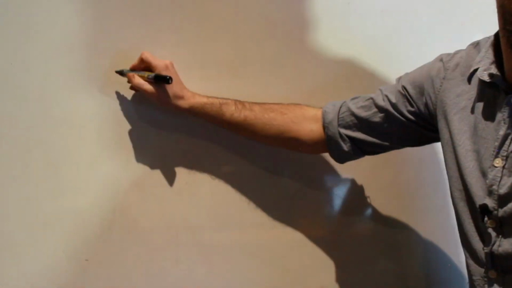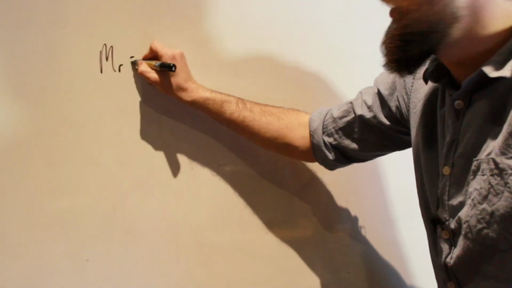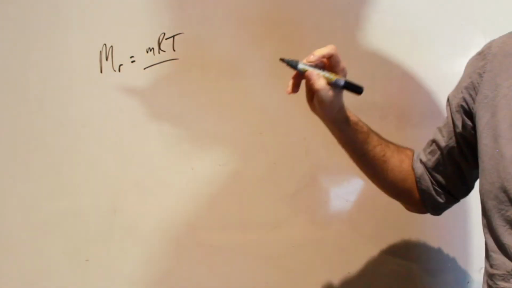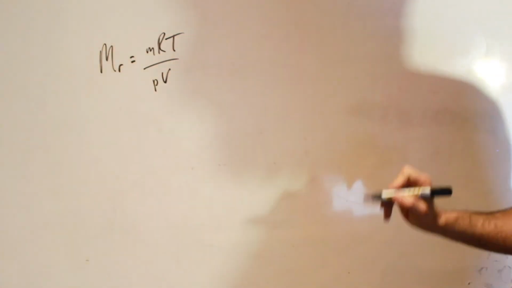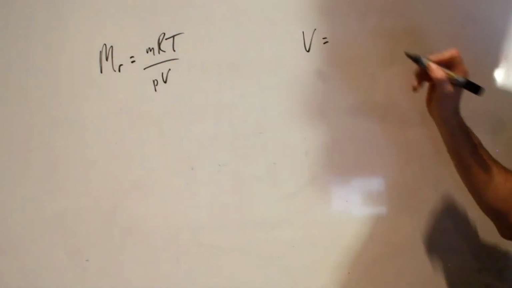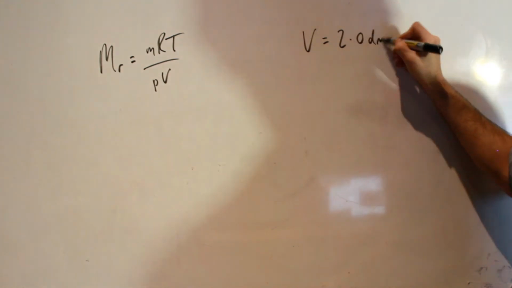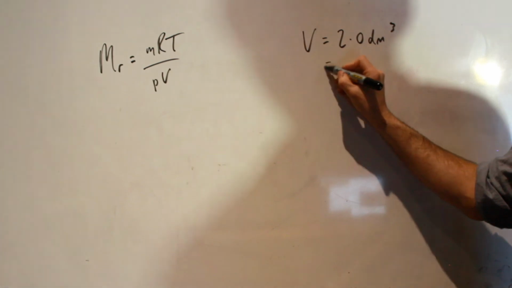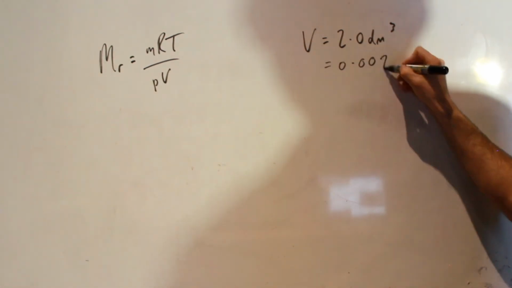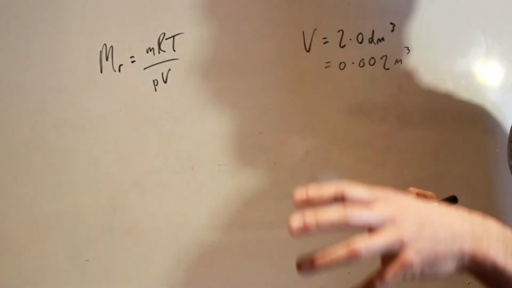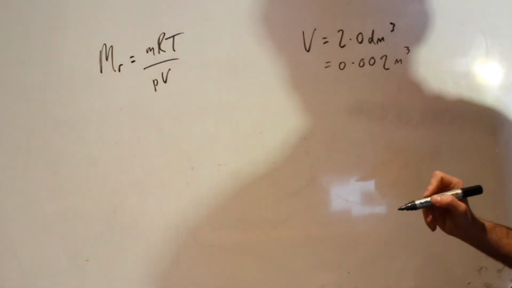So when relative molecular mass is the subject of the equation, it looks like this: Mr is equal to mRT over PV. Rightio, so let's collate all the information we have. We have a volume of 2.0 decimeters cubed. Alarm bells, we need our volume to be in meters cubed, so we've got to divide this by 1,000, giving 0.002 meters cubed. Again, there are other videos you can look up if you need a refresher on how to convert units.